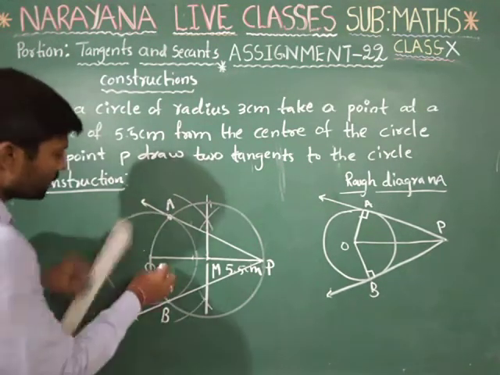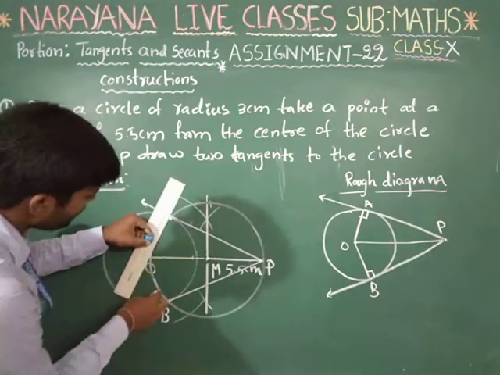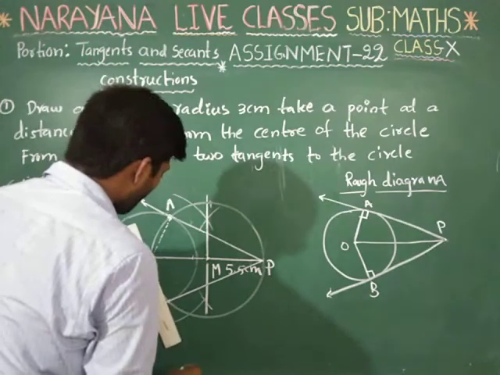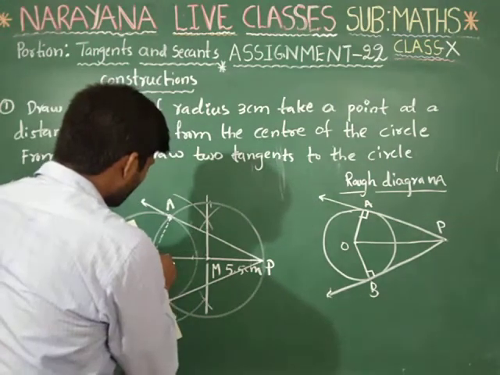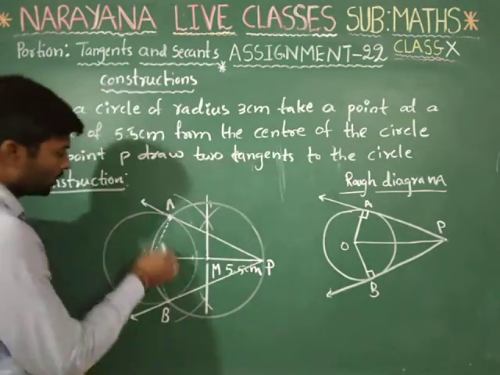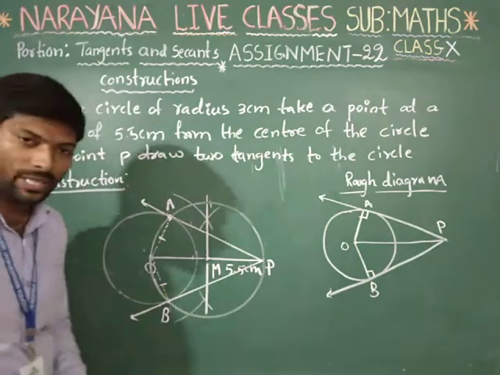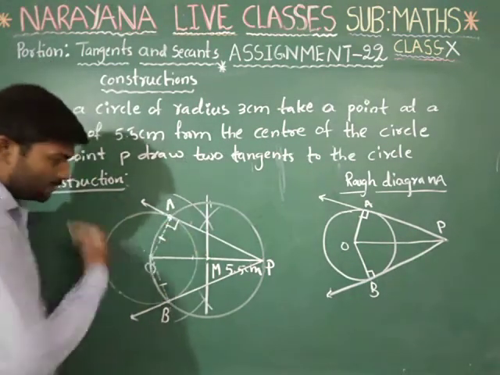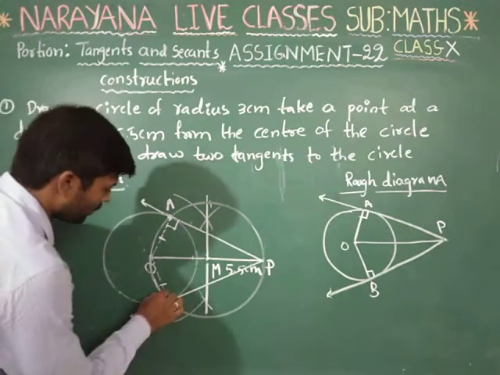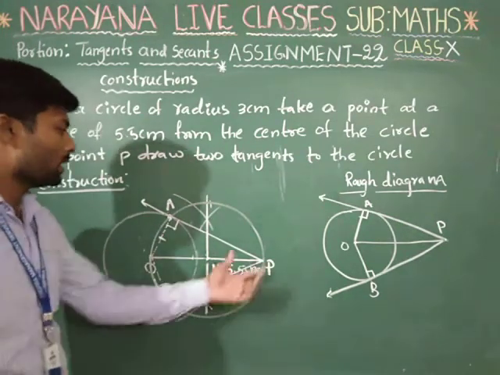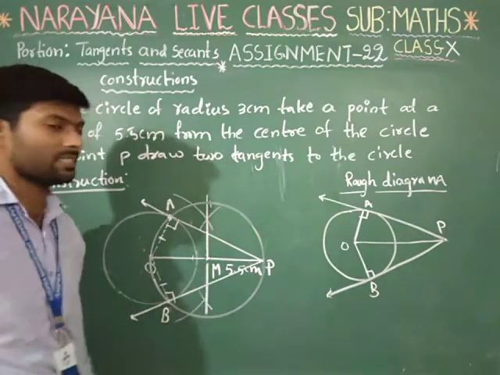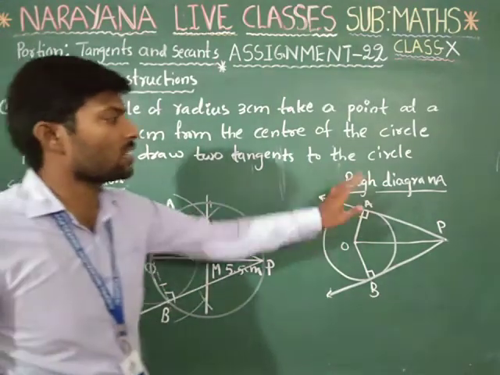Now join A and O, and O and B, with imaginary lines. OA and OB are both radii, so they are equal, and the angle between the radius and the tangent is perpendicular. Now PA and PB are the two required tangents. This is the main construction, and this is the rough diagram.